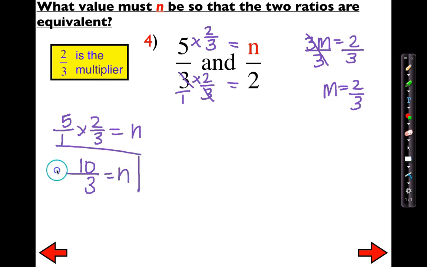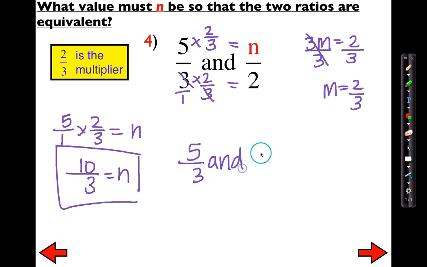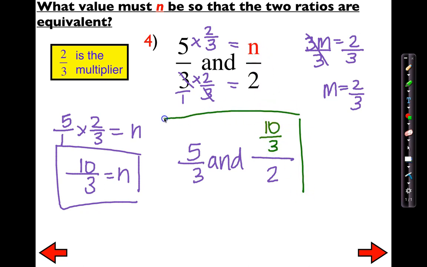Now that I know this value here, we can go ahead and substitute it into the very original problem. So 5 thirds and n over 2. We know the value of n is 10 thirds, so I'm going to go ahead and put that there in place of n. So here are our ratios that are equivalent. And again, I know they're equivalent because both the numerator and denominator were multiplied by the same multiplier, which was in this case 2 thirds.